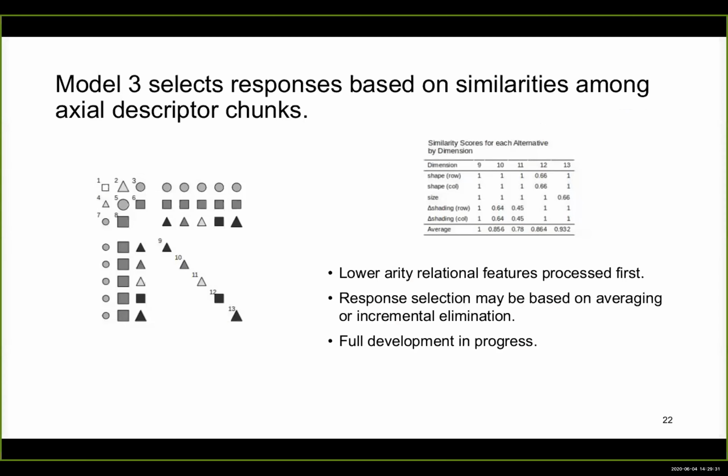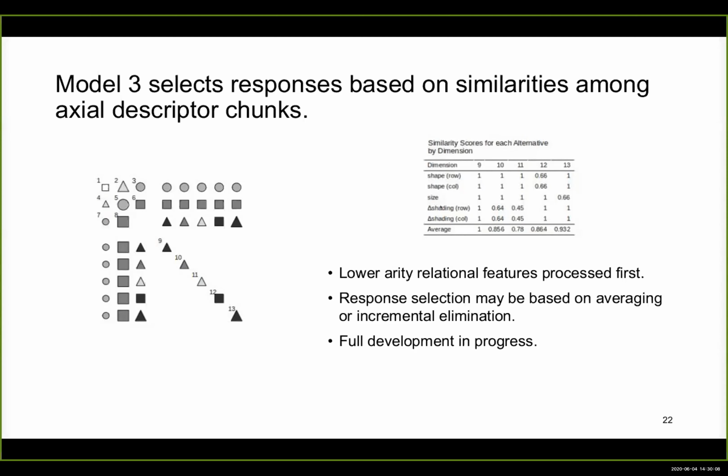alternative sequences, so sequences constructed with an alternative, to the major axis descriptions. It proceeds in an incremental fashion, and it considers lower arity relations first. So, for instance, if you look at the similarity score table here, we've evaluated the change in shading feature here. We've detected a pattern with that because if you look, the shadings get progressively darker.